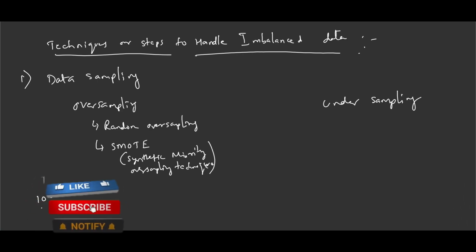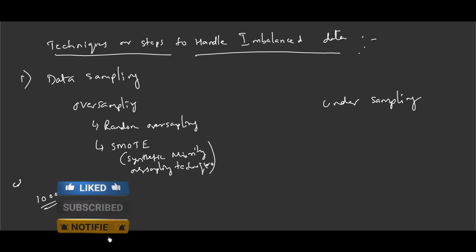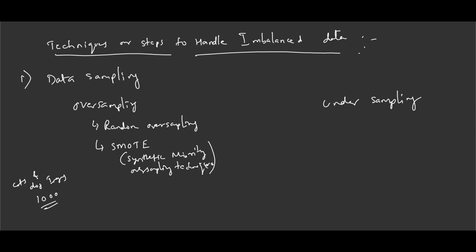Now let's take a small example, right? Suppose I have 1,000 data points of cat and dog images. Suppose this is the cat images, and this is the dog images. Out of 1,000 data points, 900 belong to cat and 100 belong to dog. Now this is imbalanced, we know that, right? So what happens in oversampling? Oversampling always deals with the minority class, right? This is the minority class and this is the majority class.